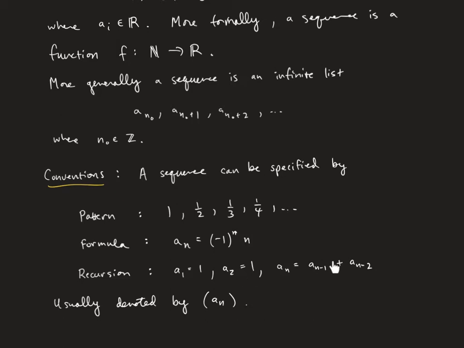Right, so this is the Fibonacci sequence. It starts 1 and 1, and then you just add those two to get the next one, and add the previous two to get the next one, previous two to get the next one, keep going like that. Okay, and usually sequences are denoted like this, at least in this text. So you have (a_n) with the round brackets.